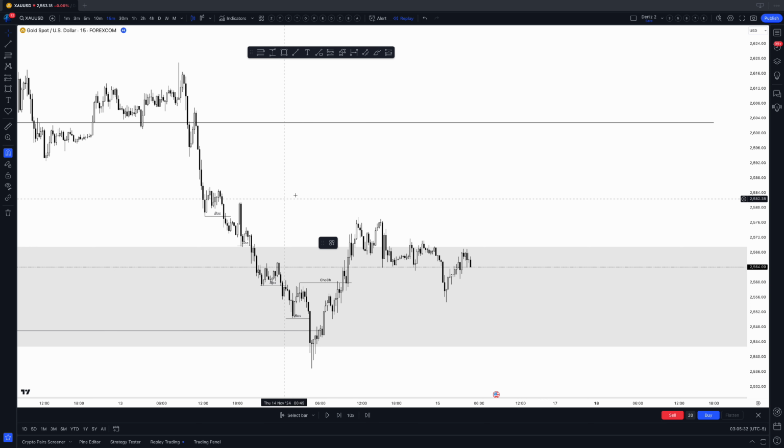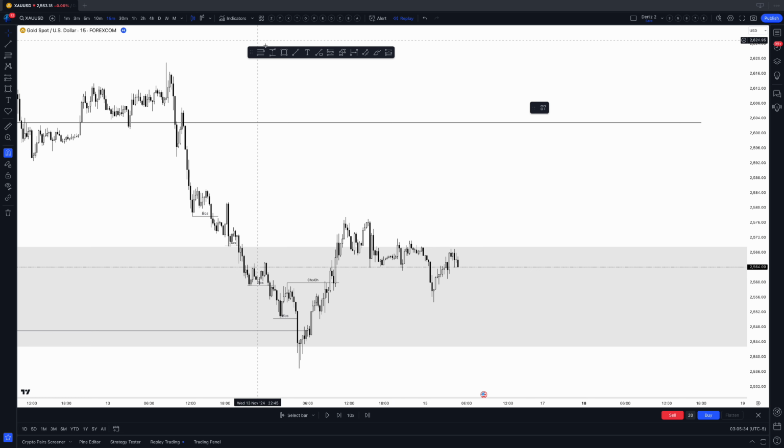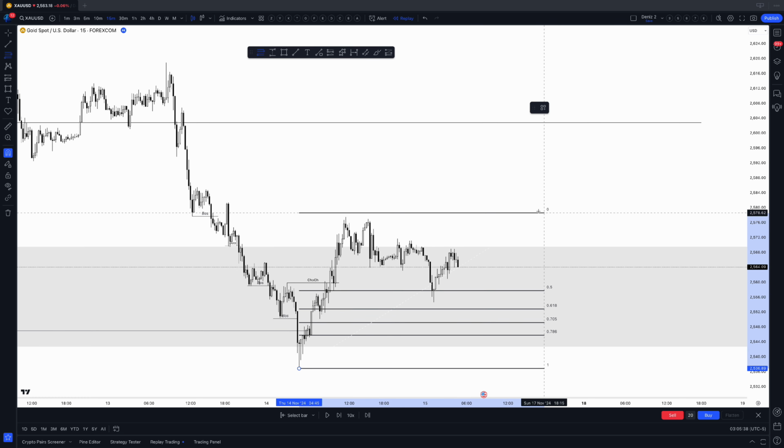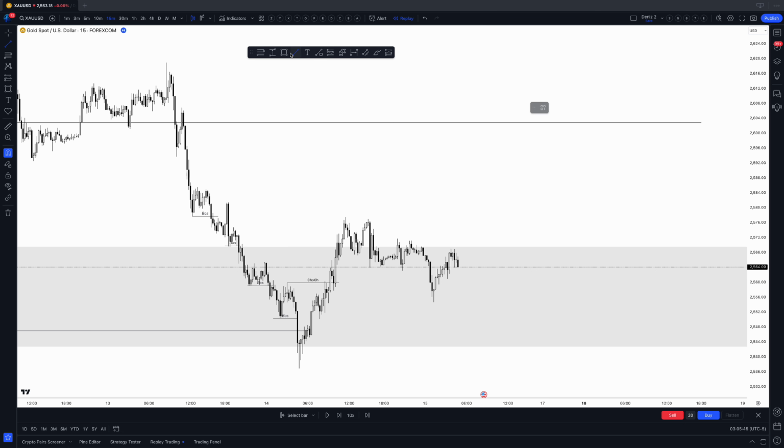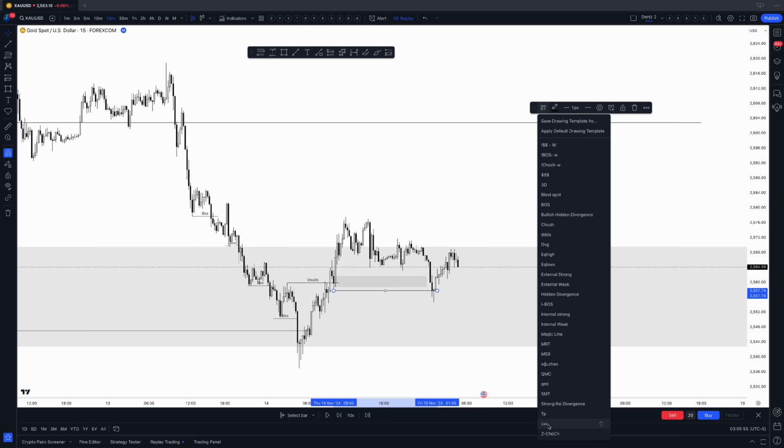To confirm if the correction after the change of character is sufficient, we use the Fibonacci tool to check if the price reaches at least our discount level, and indeed the price is within the discount zone. To see if the price is corrected enough, we examine where it has reversed or where it could potentially reverse. The price has made a reversal by taking liquidity from an untested demand zone.